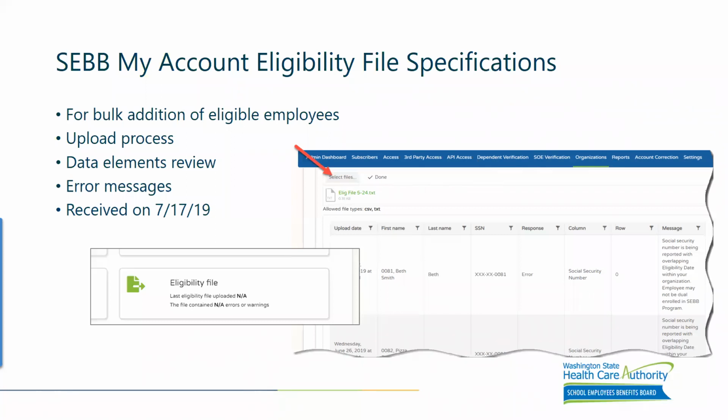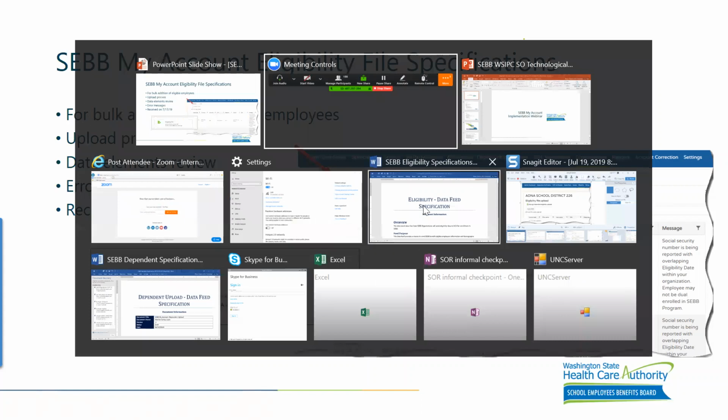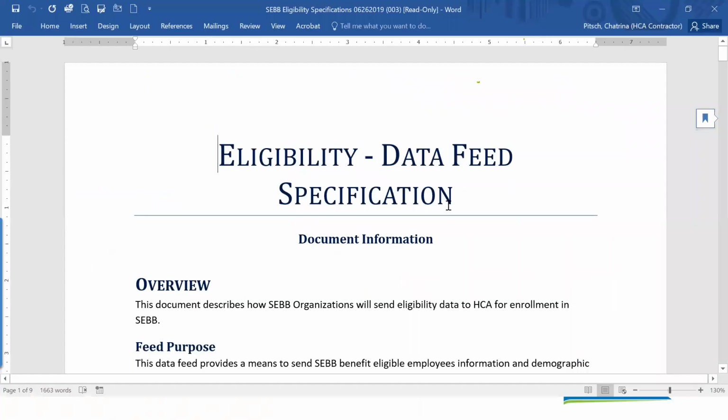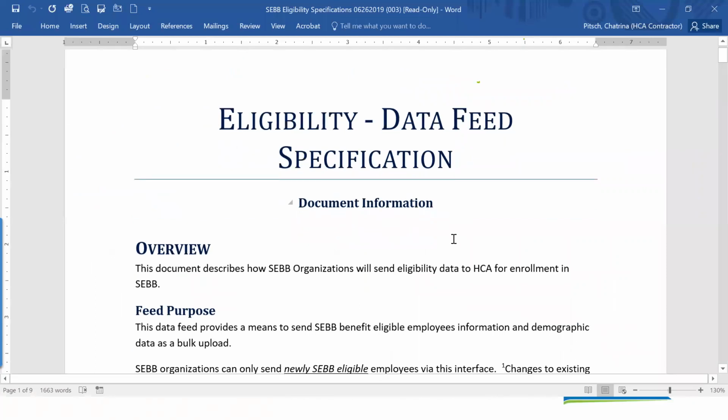So I have an example here of what the eligibility file link looks like within SEBB My Account from the dashboard, and then the actual page in which you would upload your eligibility files. And then there's a brief example there of exactly what kind of error message you could get. So in this case, the error message is due to overlapping eligibility dates and social security number within your organization. So let's go ahead and take a look at those eligibility specifications. This is the same document that was sent out on the 17th.